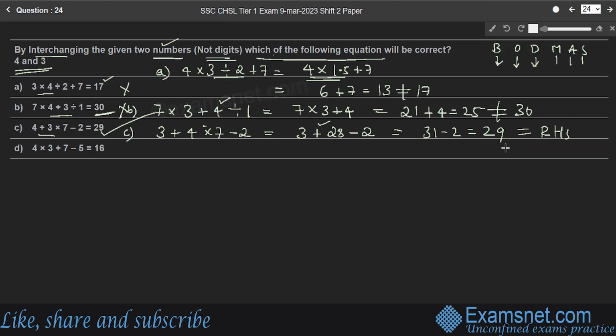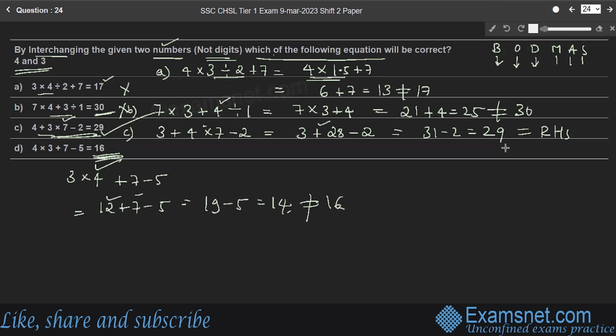If you interchange 3 and 4 in equation C, LHS is equal to RHS. Therefore, option C is the right answer. You can go for option D also. Here LHS is not equal to RHS after interchanging 4 and 3. So 3 into 4 plus 7 minus 5: multiplication gives 12, plus 7 is 19, minus 5 is 14, which is not equal to the RHS, right? Therefore, option D is not the answer.